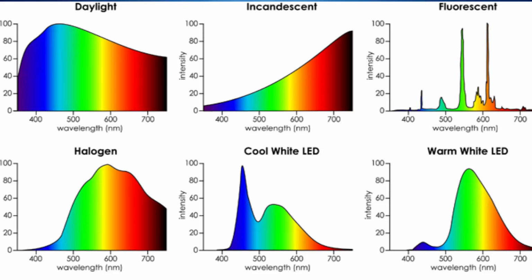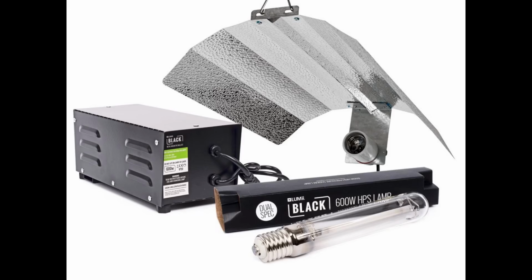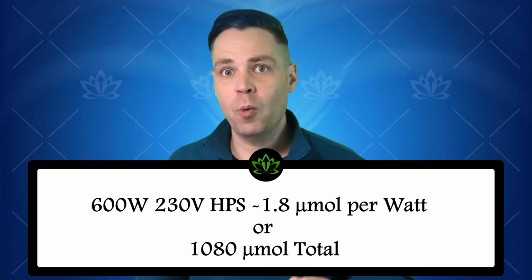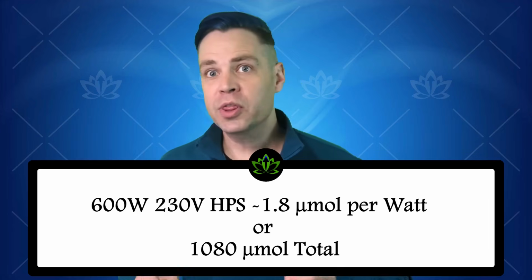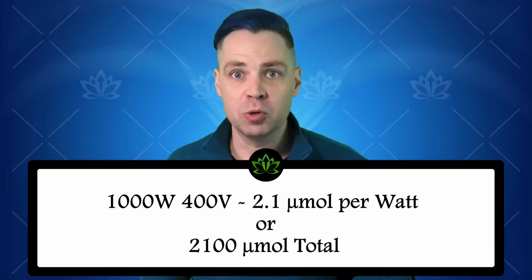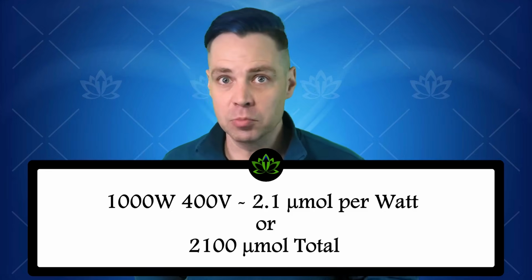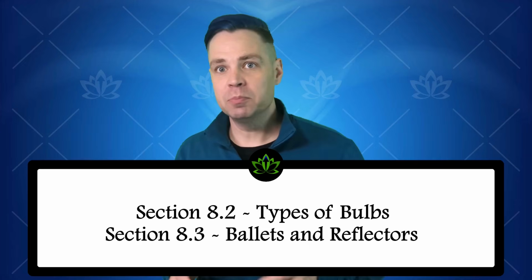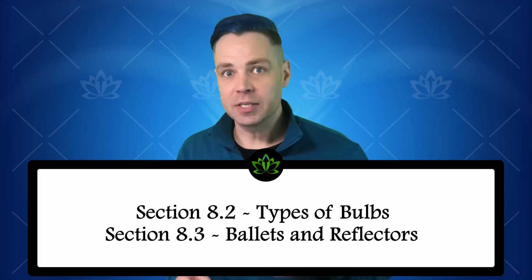Different lamps produce different amounts of PAR output. For example, a good 600 watt, 230 volt HPS will emit around 1.8 micromoles per watt, or 1080 micromoles total, while a good 1000 watt 400 volt lamp will emit around 2.1 micromoles per watt, or 2100 micromoles total. So besides the spectrum range that a particular light emits, you should also pay attention to the PAR efficiency as well. We'll go more into that though in section 8.2, types of bulbs, and 8.3, ballasts and reflectors.